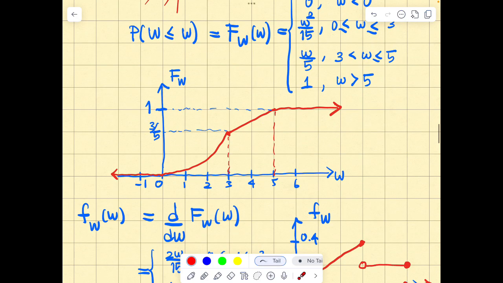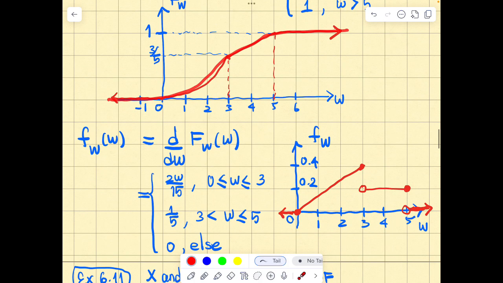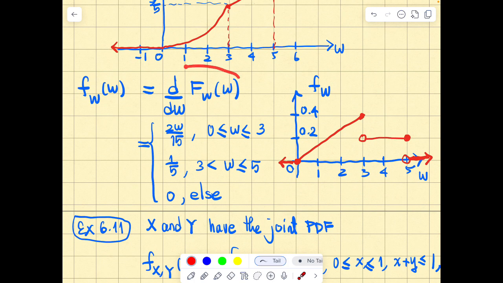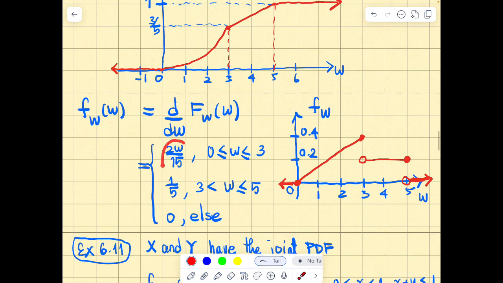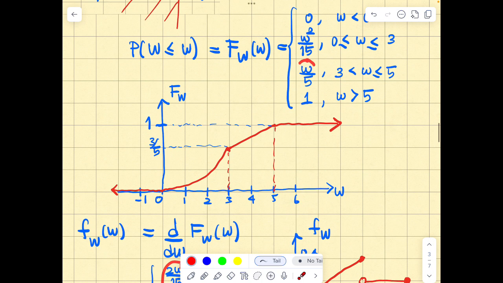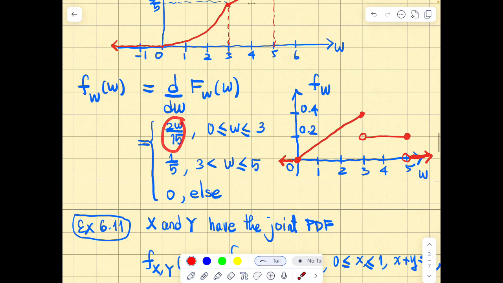If you plot the CDF, you get here 0, and then you get W squared over 15. You get W over 5, this is a straight line, and then a constant one, right? So you see the CDF is monotonically increasing. If you want the PDF, then you differentiate, right? So differentiate 0 or 1, it's a constant, you get 0. Differentiate W squared over 15, the power 2 comes down, so you get 2W over 15. And the other case, you differentiate W over 5, you get 1 over 5. Okay? And 0 everywhere else.